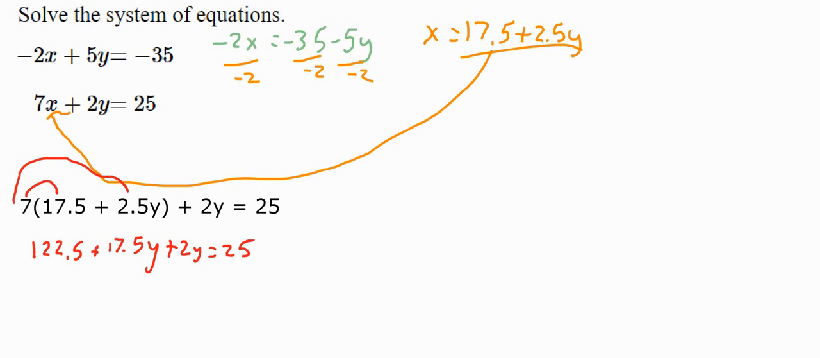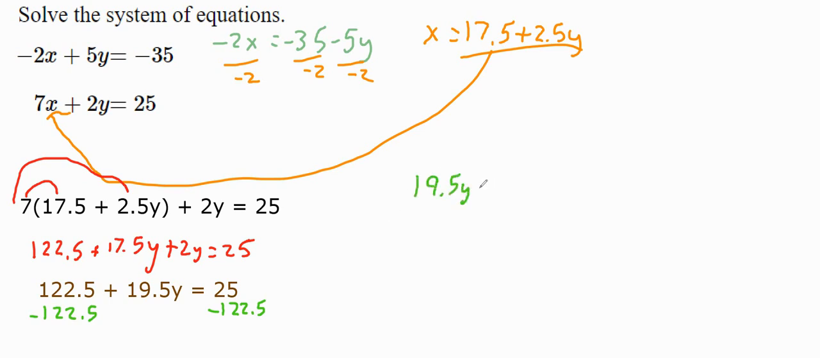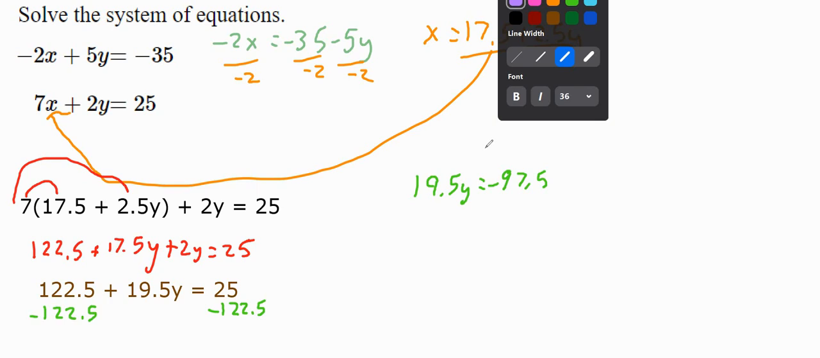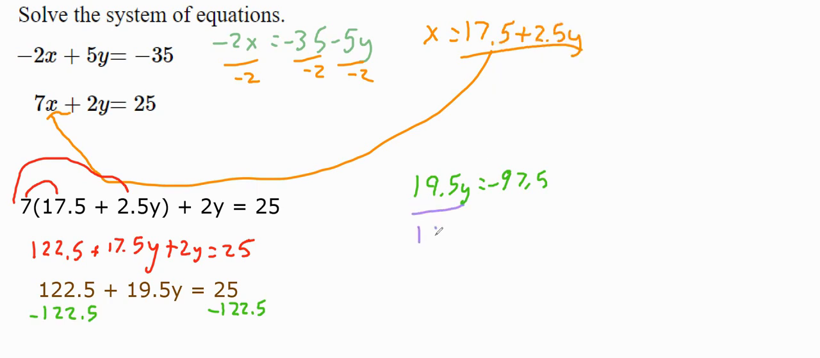Now I need to combine like terms. 2y and 17.5y is 19.5y. Then we get rid of the stuff that's on the same side of the letter but not touching it. So the opposite or inverse of a positive 122.5 is a negative 122.5. So after I subtract 122.5 on both sides, we are left with 19.5y equals negative 97.5. Then, of course, that means multiplication, so the opposite or inverse of multiplication is division. So we divide both sides by 19.5. That's going to give us y equals -5.